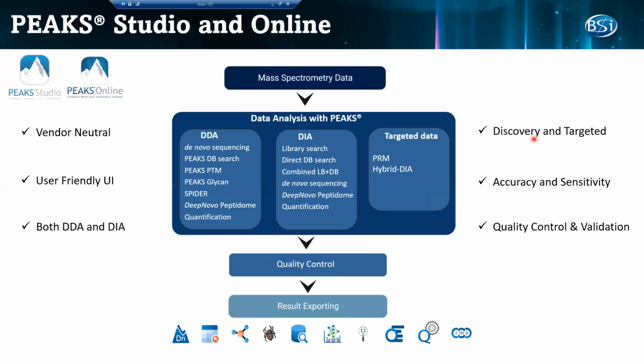From PEAK 12, we now have the discovery phase and also the target phase, with the DIA and PRM workflows. With all our workflows, we hope to give you accurate and sensitive results. Most of our workflows now also have QC steps to help you control and validate the results. So today we will focus on these two parts, the DIA and the hybrid DIA, including the PRM.